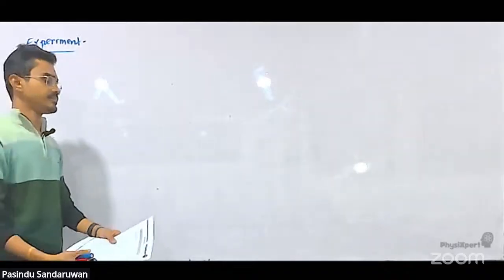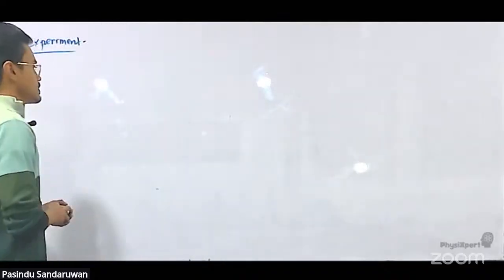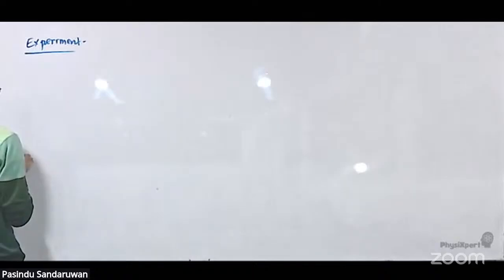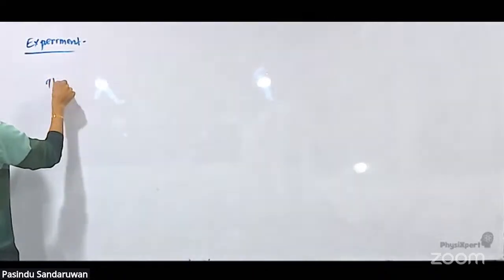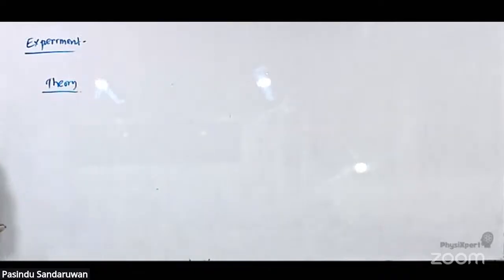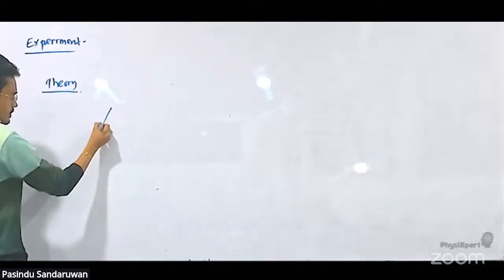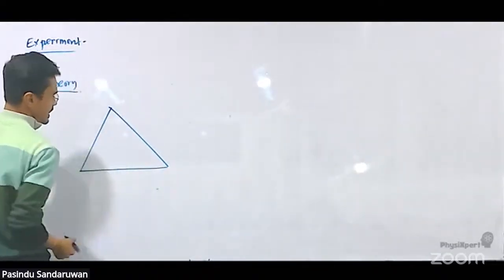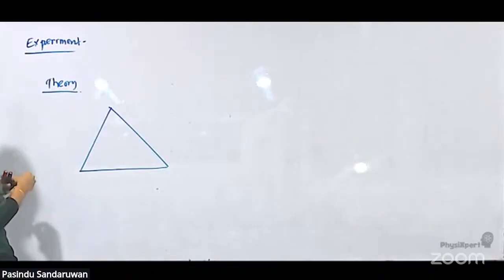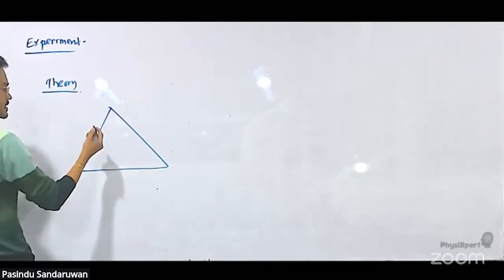Right, listen. The respective theory is this. Don't write, just look at the board. We know refraction through a prism. So this is an equilateral prism. It is not a must to be an equilateral one, but we are using the equilateral one for the ease of calculations.